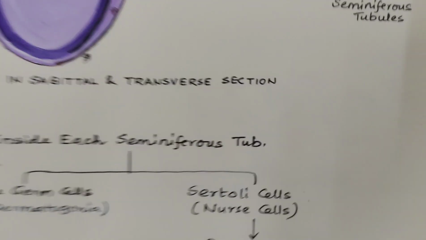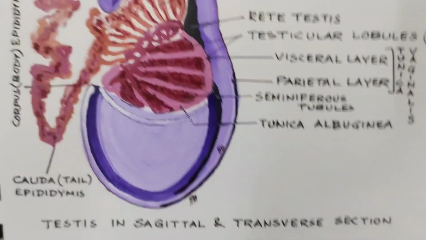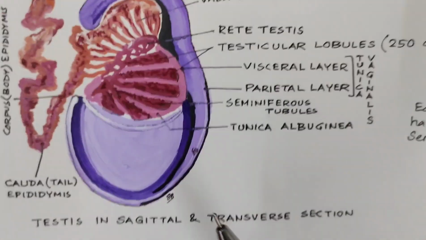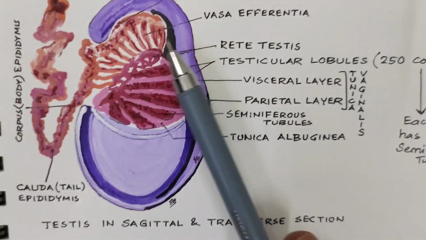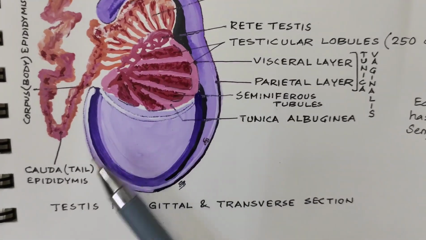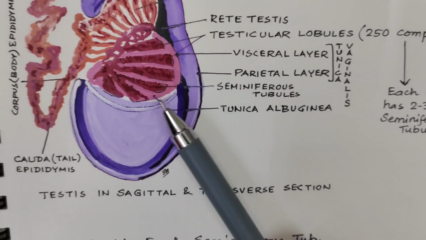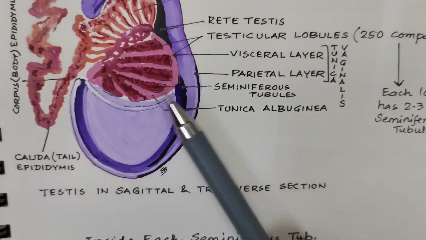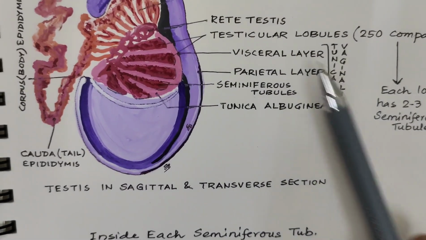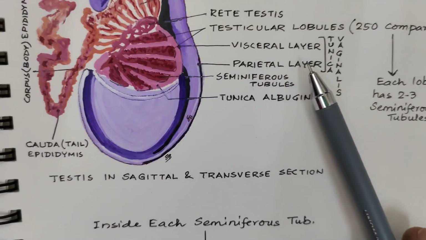Coming to human reproductive system. The reproductive system, this is the testis in sagittal and transverse section. These are the parts. This is called tunica albuginea. This is tunica vaginalis, which consists of two layers, visceral layer and parietal layer.